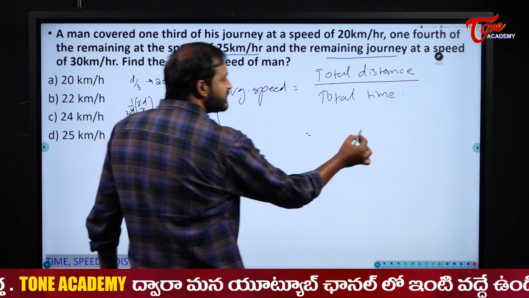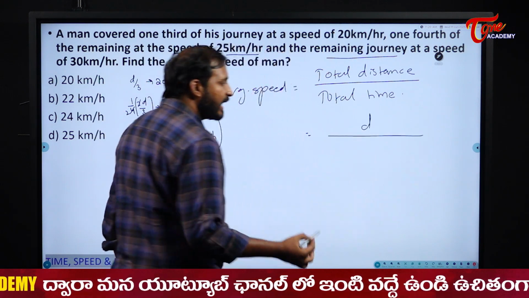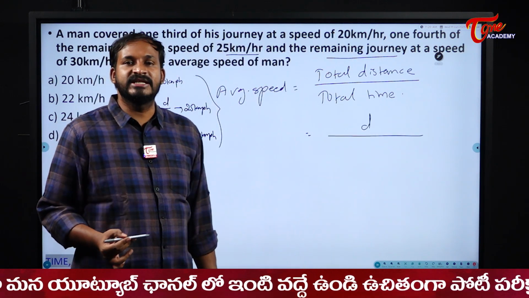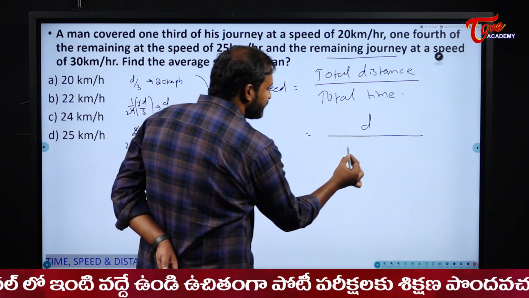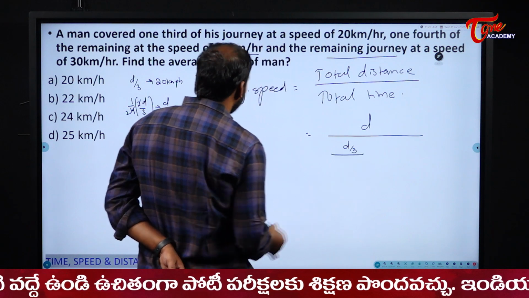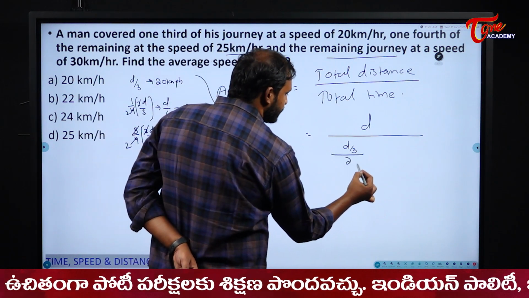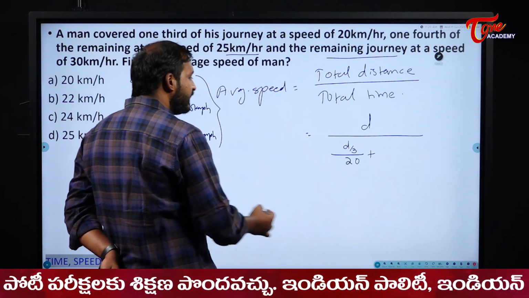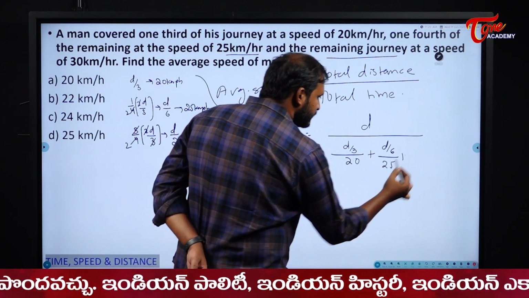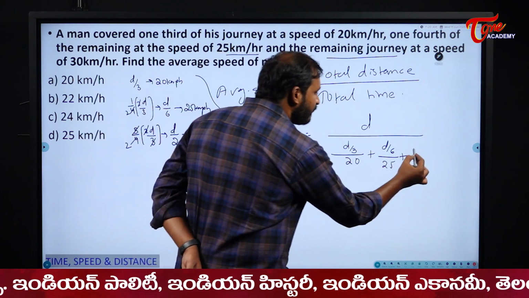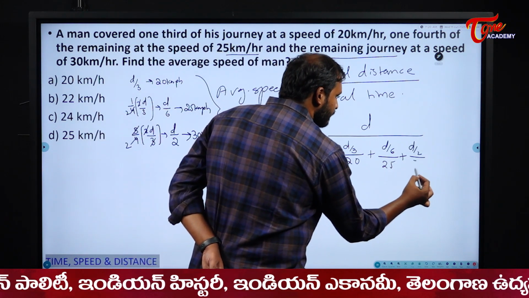So, what is the total distance here for us? D. Time taken. What is the formula for time? Distance by speed. So, he is going what distance? D by 3 distance with a speed of 20 kmph, plus he is going d by 6 with a speed of 25 kmph, and he is going d by 2 with a speed of 30 kmph.